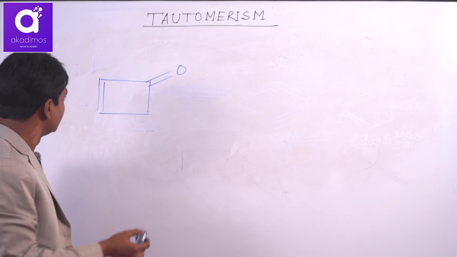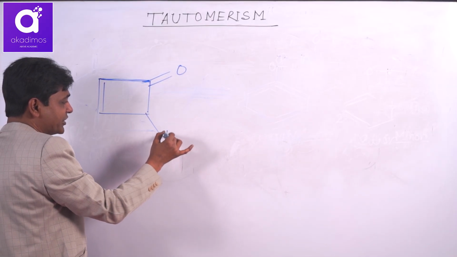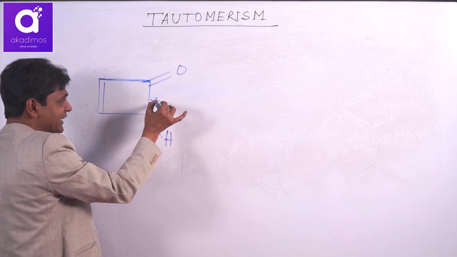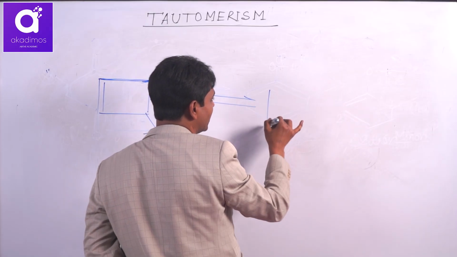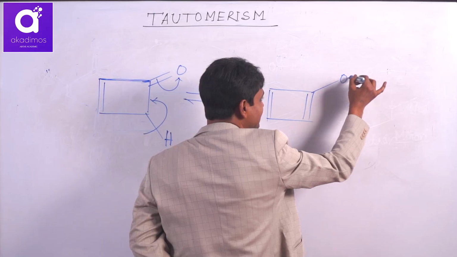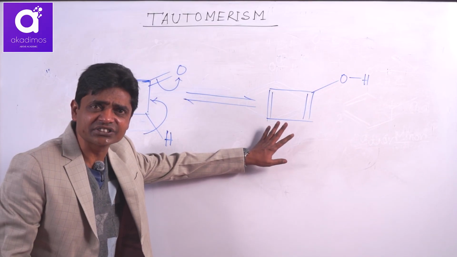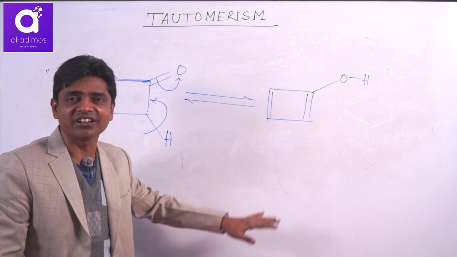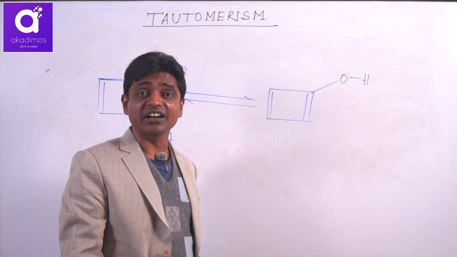Another example, different, see, this one, oxygen. This hydrogen never participates due to consecutive double bonds, but this hydrogen may participate. If I take this alpha hydrogen, you will get a structure. See the structure, that is 2 double bonds in a 4-membered ring. This is OH. Can you tell me what this is? It is an anti-aromatic structure.